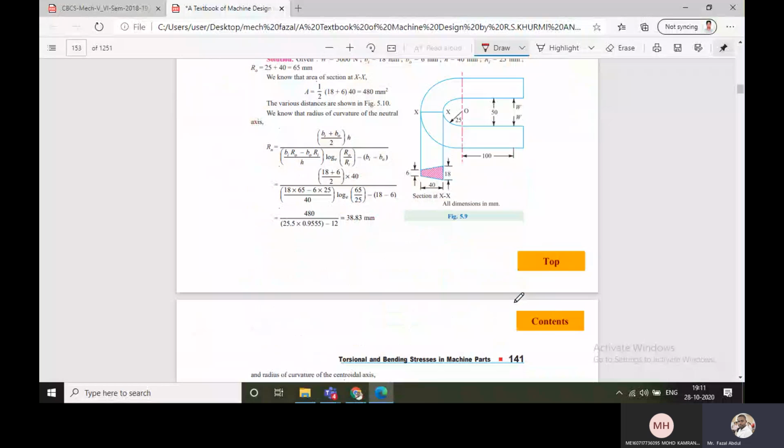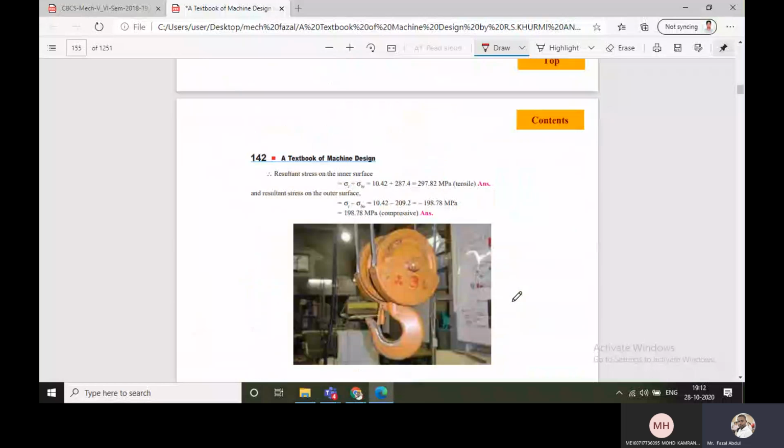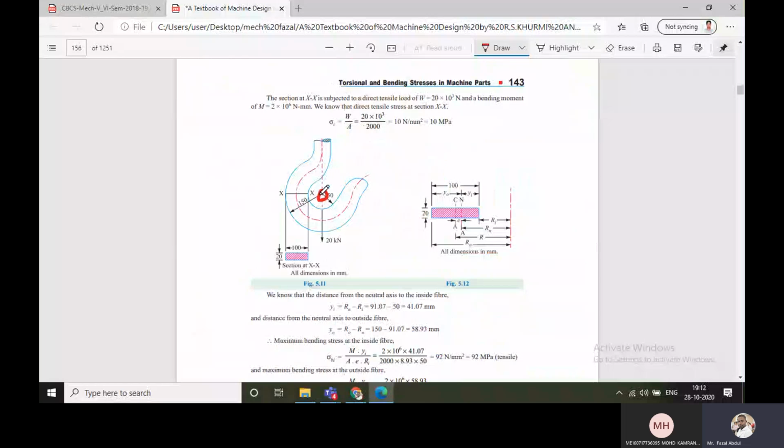Here also, next problem. Here see, the center or origin for the figure is this one. Load is also applied here only. In this situation, no need to multiply, no need to calculate the bending moment. Bending moment itself is given in the question. So see here, bending moment is given in the question.